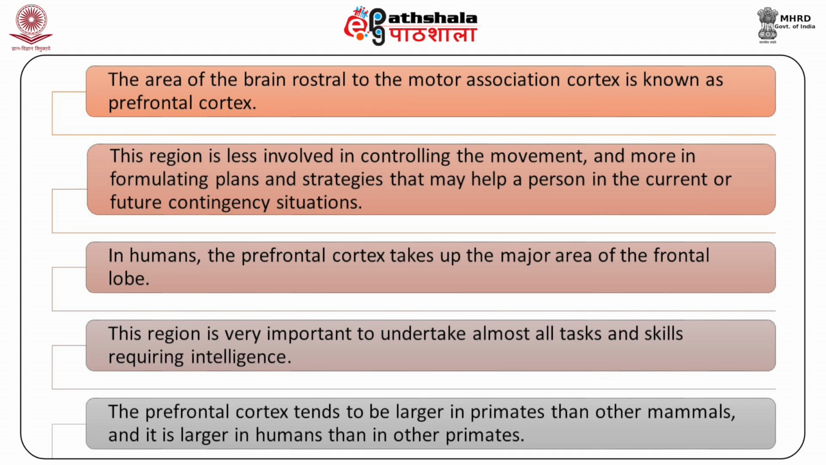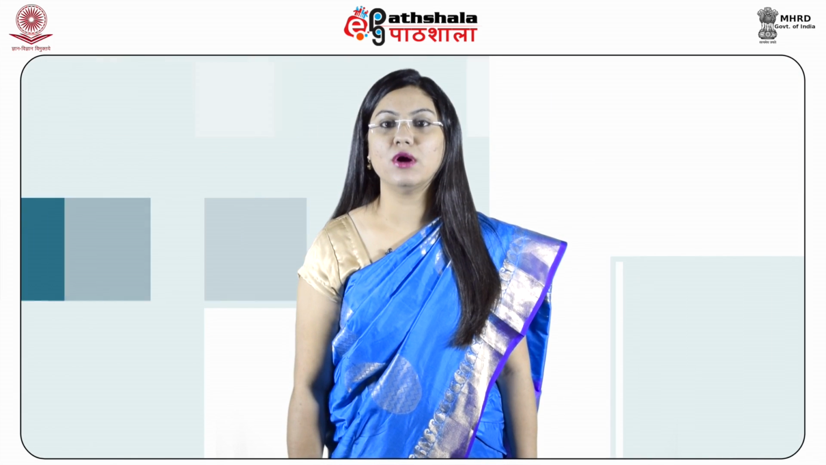In humans, the prefrontal cortex takes up the major area of the frontal lobe. This region is very important to undertake almost all tasks and skills requiring intelligence. The prefrontal cortex tends to be larger in primates than other mammals and is larger in humans than in other primates. This is correlated with the amount of high-level planning done by members of different species. After all, it is evident from our history that human beings have come a long way from thinking about hunting and gathering to thinking about inventing highly advanced technology.